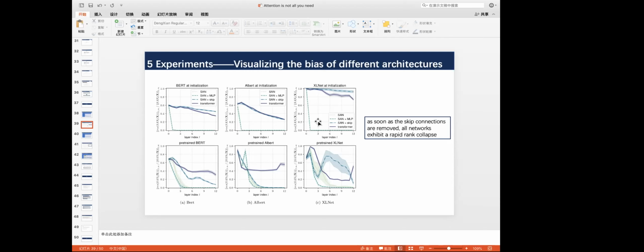I'm mostly interested in the difference between the SAN plus skip without MLP, between randomly initialized and pre-trained. So compare the dark blue lines, top versus bottom, and it looks like the patterns are very different.